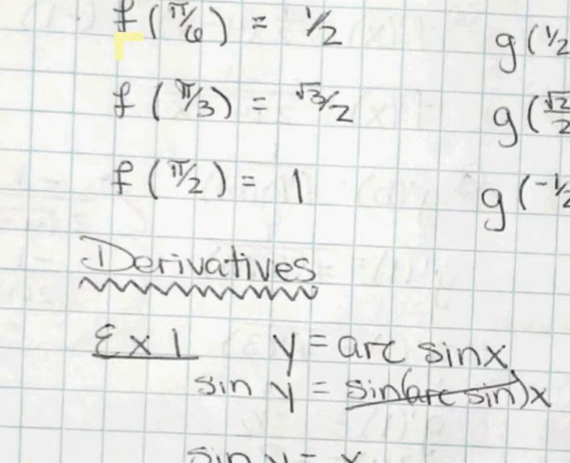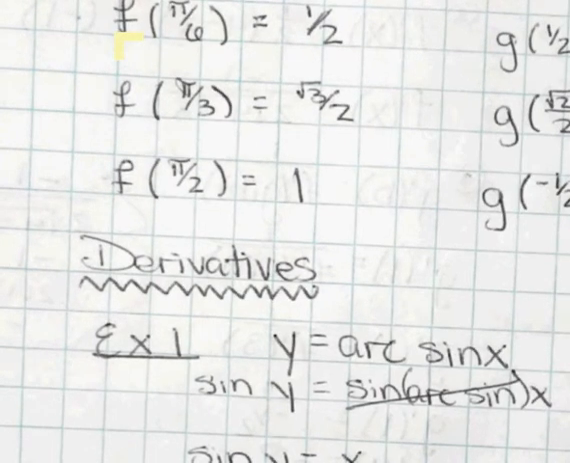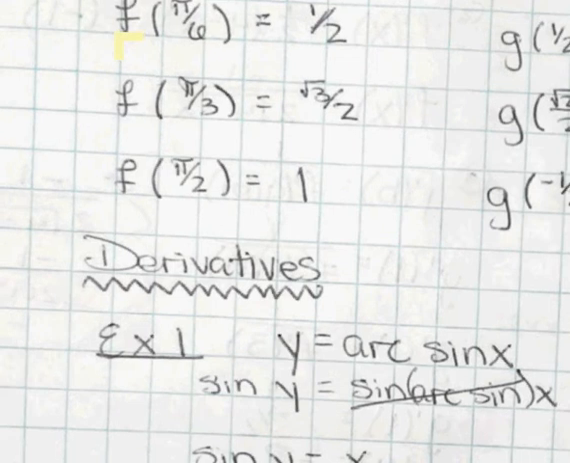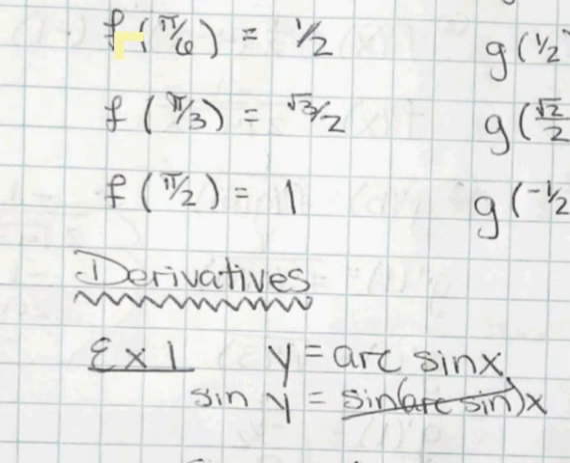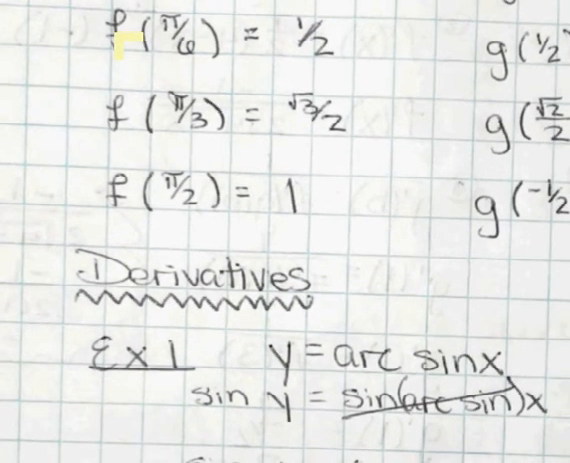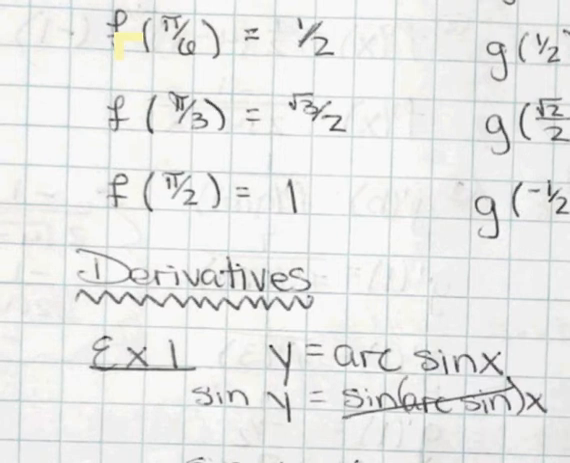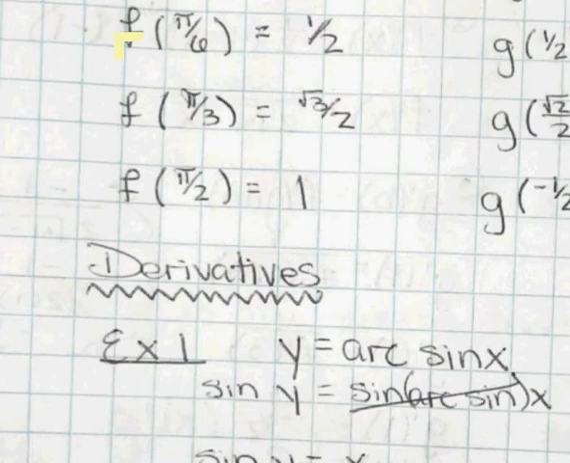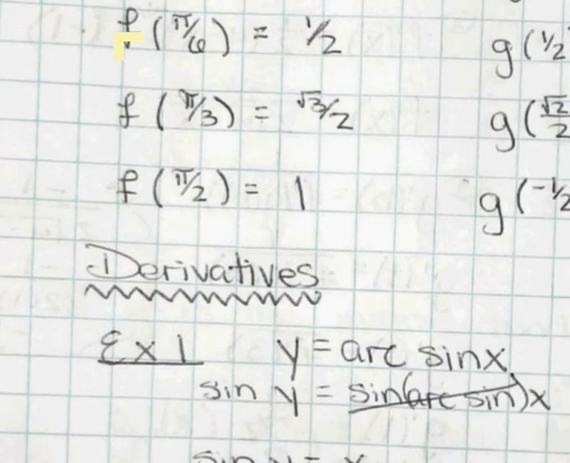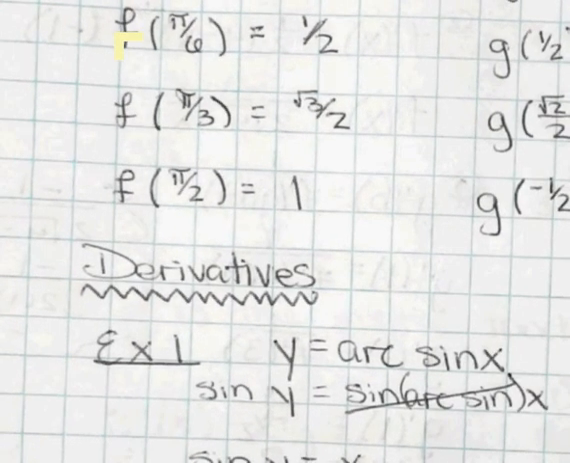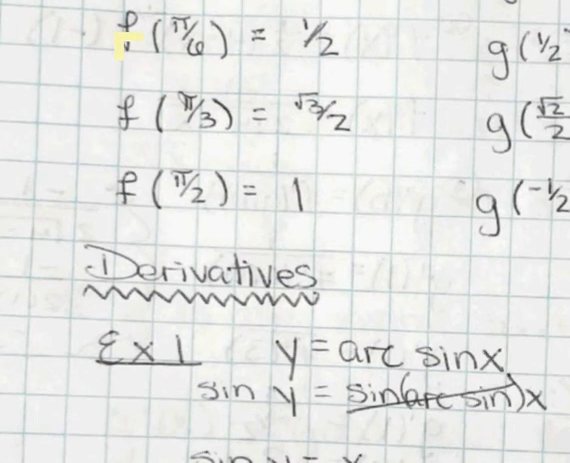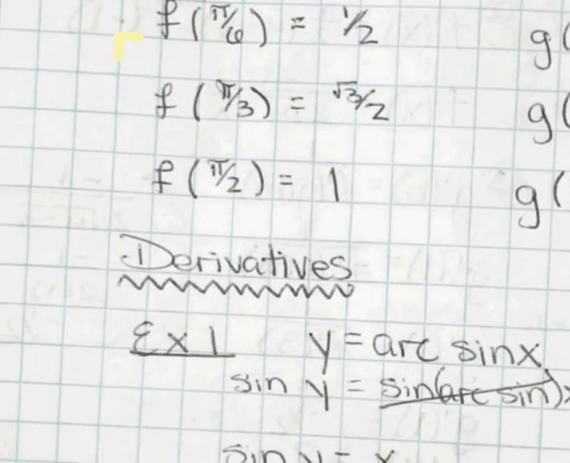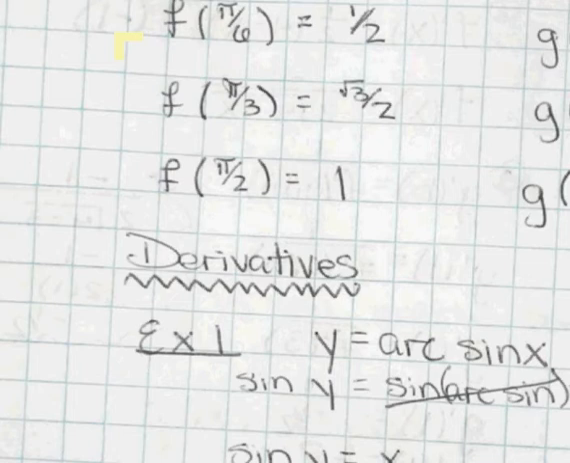I don't think Mr. Chong teaches SOHCAHTOA, so sorry. So adjacent would be this side right here. You see that? Over hypotenuse, over 1. So in other words, dy/dx is equal to 1 all over radical 1 minus x squared. And that's the derivative.